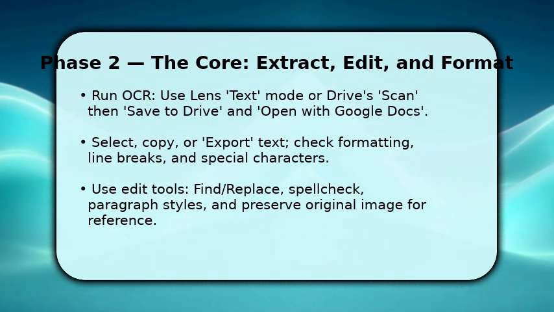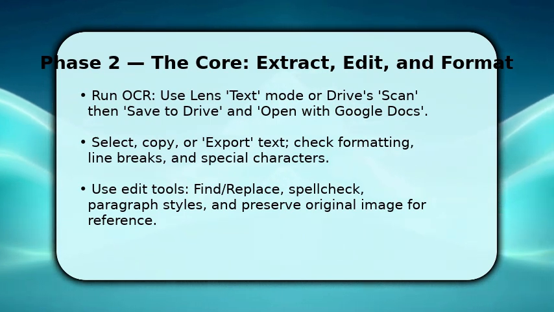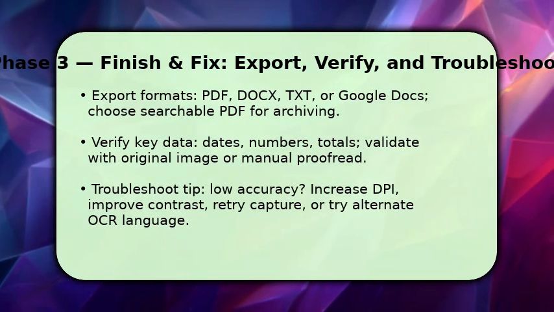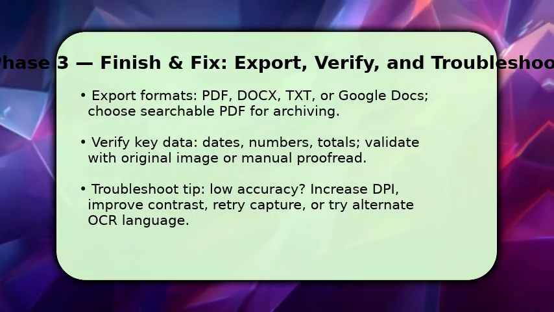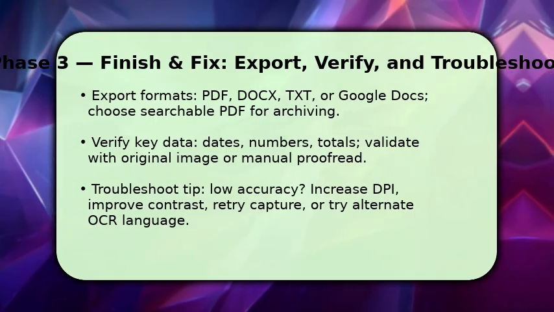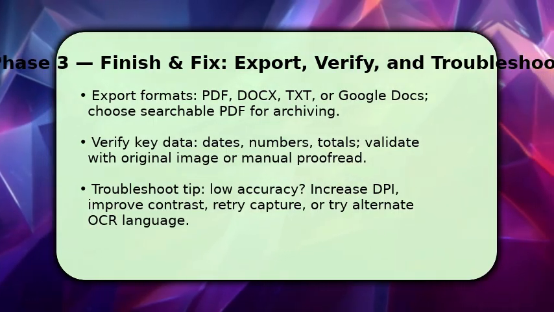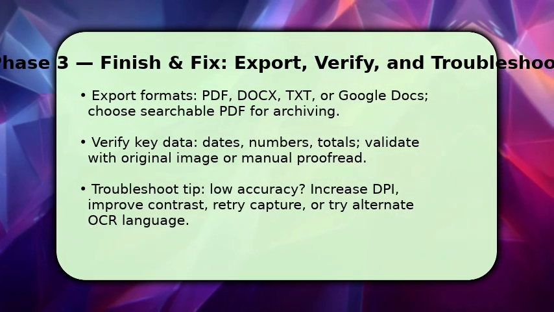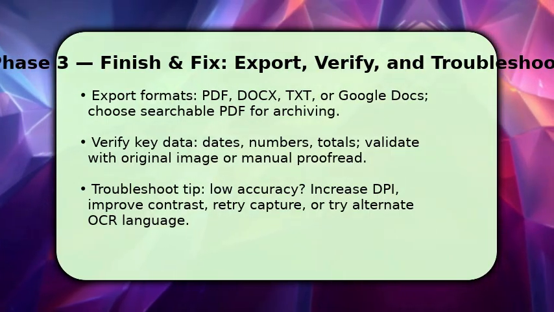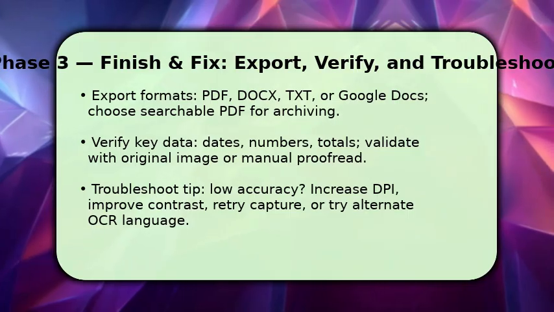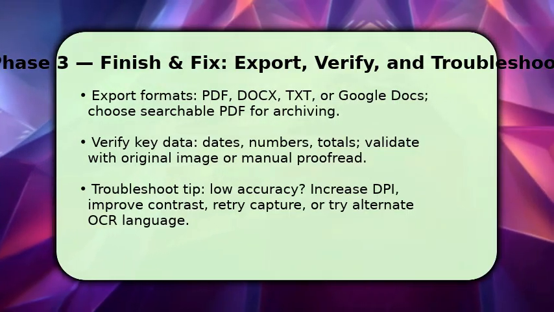Choose a searchable PDF for archives or docx for editing, then scan the document for critical data like dates and totals. You should proofread suspicious passages against the original image and apply manual corrections where OCR failed. If accuracy is poor, try retaking the photo with higher resolution and better contrast, change the OCR language, or use multiple passes.